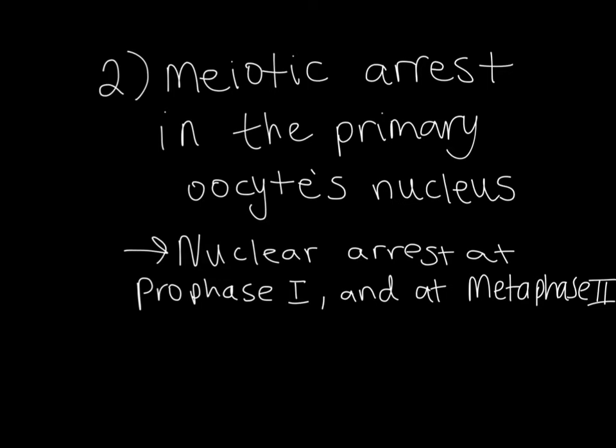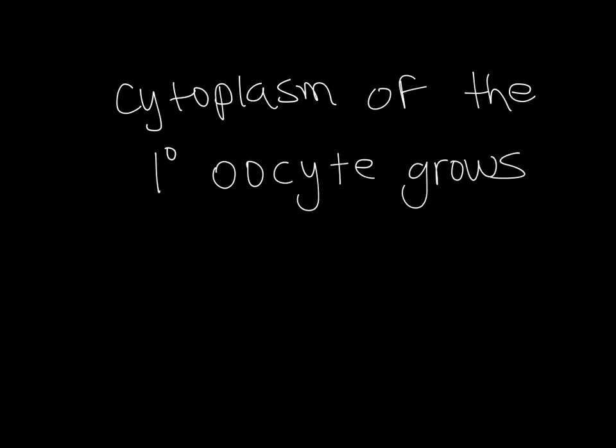The third phase is that the cytoplasm of the primary oocyte grows. Cytoplasm of the primary, I'm putting a 1 prime here for shorthand, oocyte grows. This is phase 3.